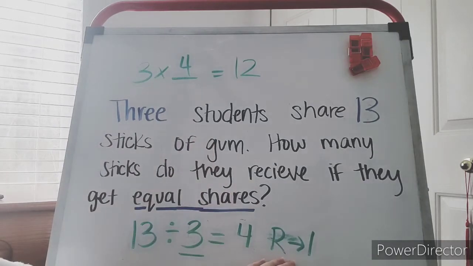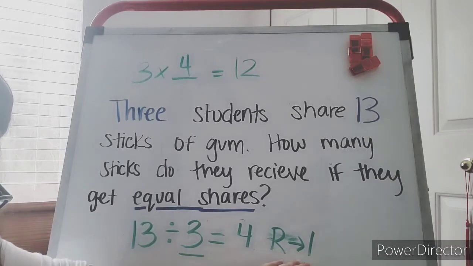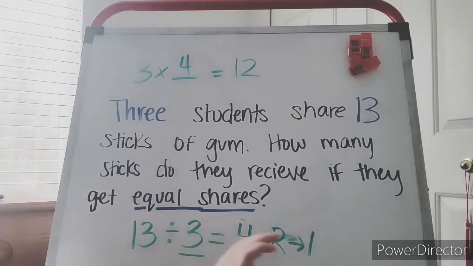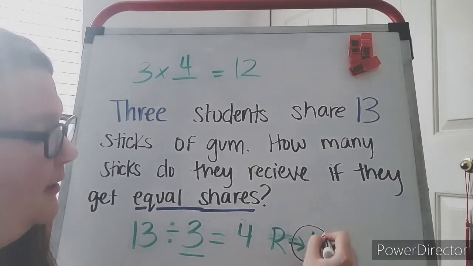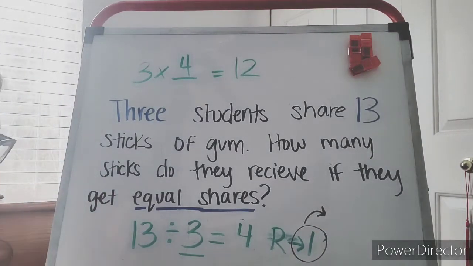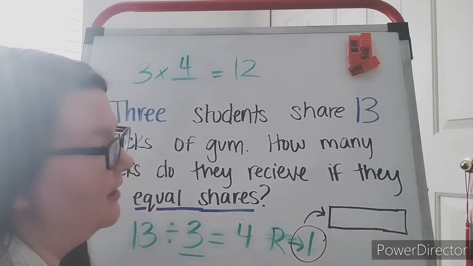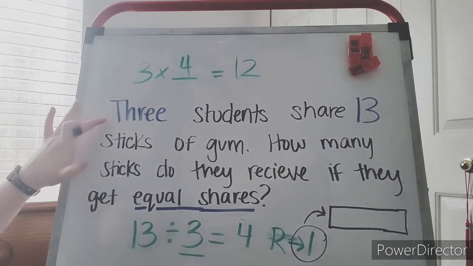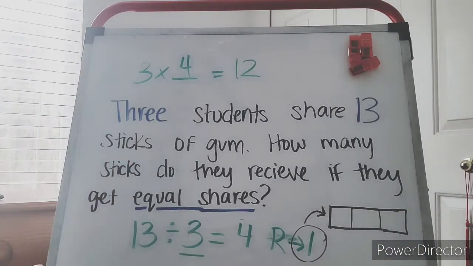So with this remainder, my remainder means that I have one stick of gum left. Well, I'm going to take that one stick of gum right here, and I am going to split it up into 3 pieces. Here's my stick of gum. I'm going to split it into 3 pieces because I have 3 students I need to give it to. So split up into 3 equal pieces. I split it up into 3 equal pieces.